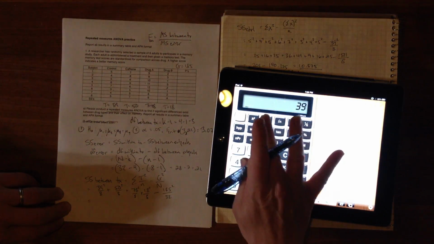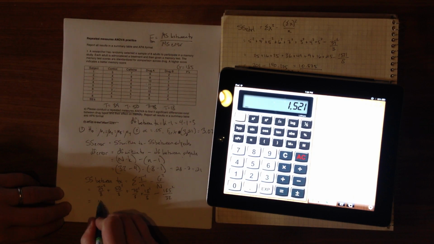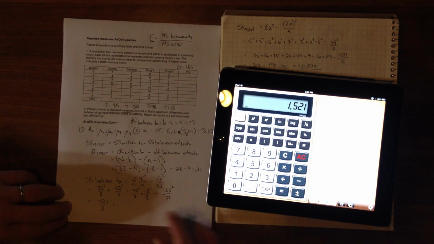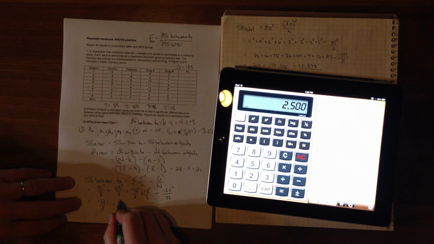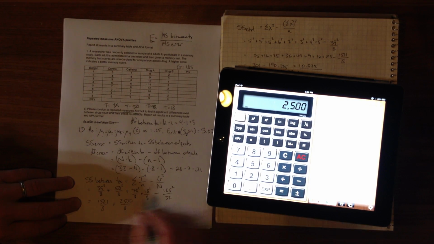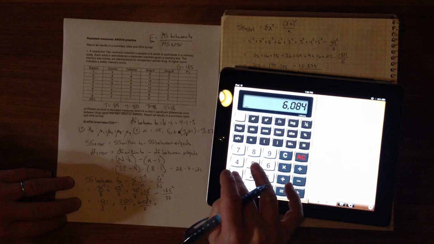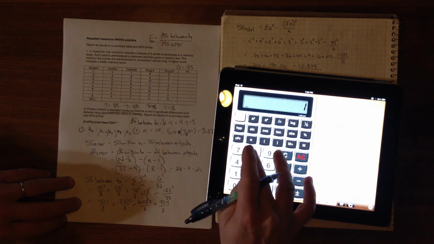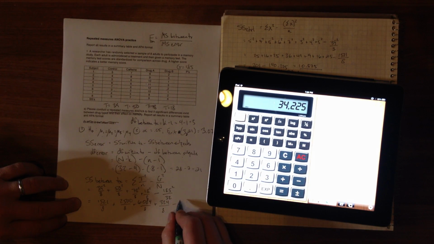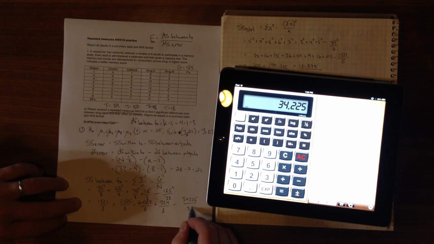So 39 squared is 1521 over 8, plus 50 squared is 2500, 78 squared is 6084, and 18 squared is 324. 185 squared, don't forget this is minus G squared over N, 34,225 over 32.